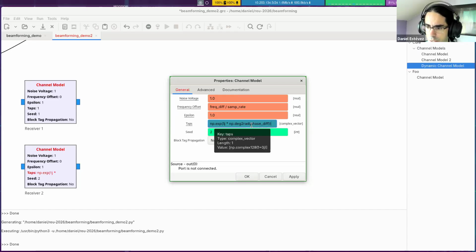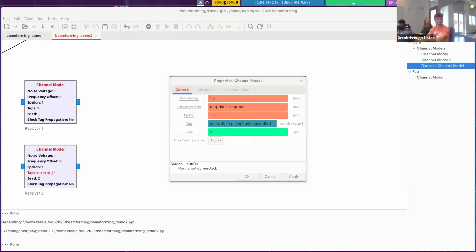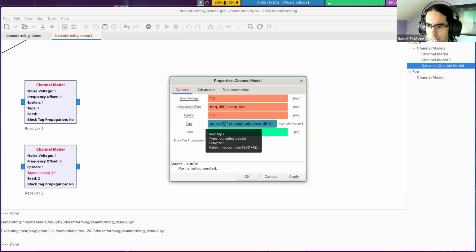Sorry, just to know, that's a 1J, right? So this is sort of engineer's notation for an imaginary number. Yeah, 1J is notation for the imaginary unit.